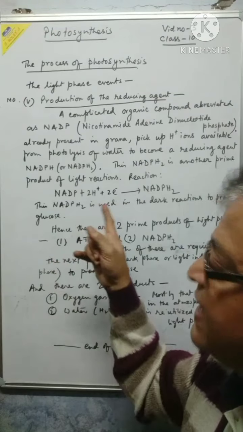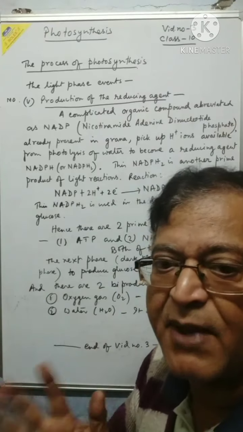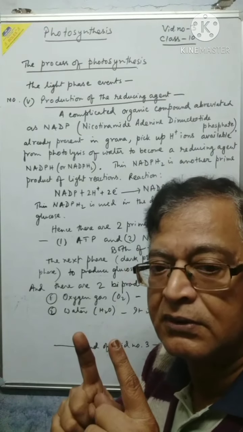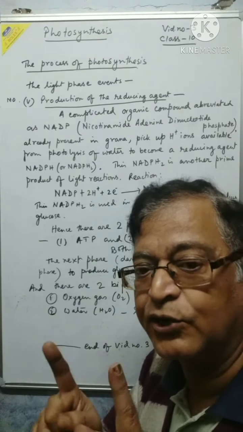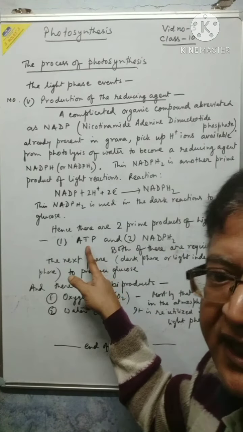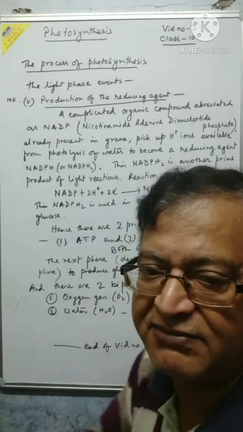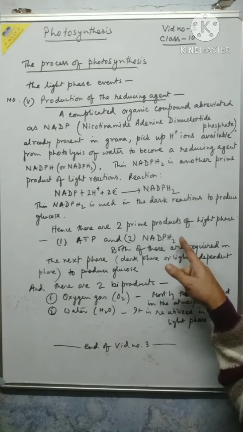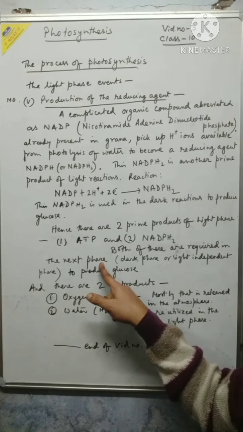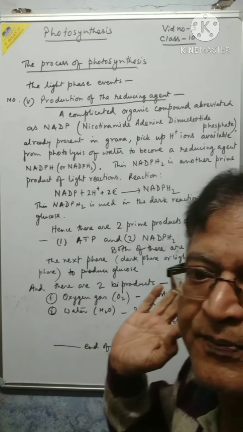Hence, there are two prime products of light phase. So to sum up the light phase, you see two products of light phase and two byproducts. The two prime products of light phase are ATP molecules, energy-rich ATP molecules, which are also used in the dark phase and in a number of other activities of the cell. And NADPH2, the reducing agent. Both of these are required in the next phase, that means the dark phase or light independent phase, to produce glucose.